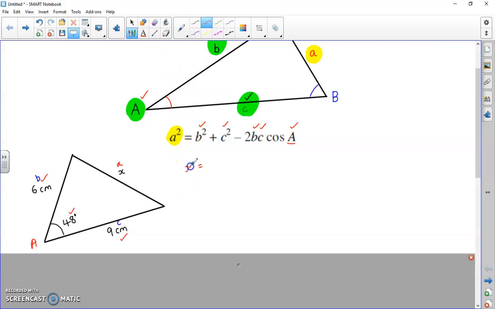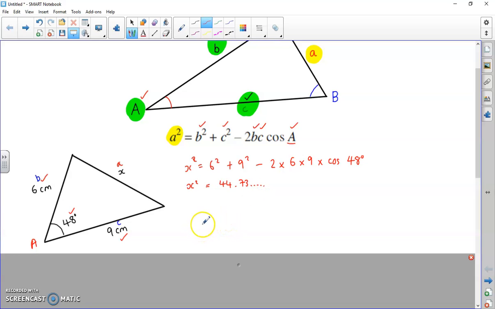X squared equals b squared, so 6 squared, plus c squared, which is 9 squared, minus... Now, all of these things are stuck together. In algebra, things that are stuck together are times-ed. So when you type it into your calculator, you'll have to write 2 times b, which is 6, times c, which is 9, times cos capital A, which is cos 48. If you type all of that into your calculator in one go, you'll get that x squared equals 44.73, and leave it on your screen because we're not quite finished.